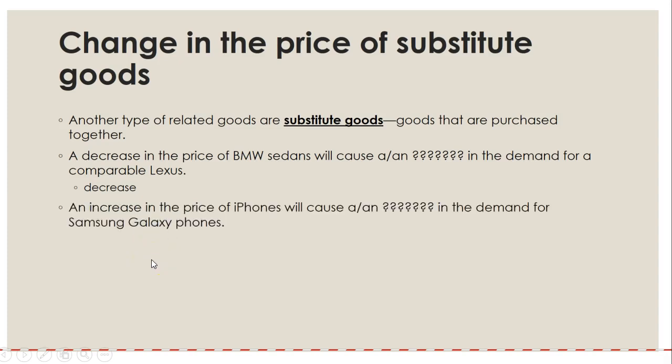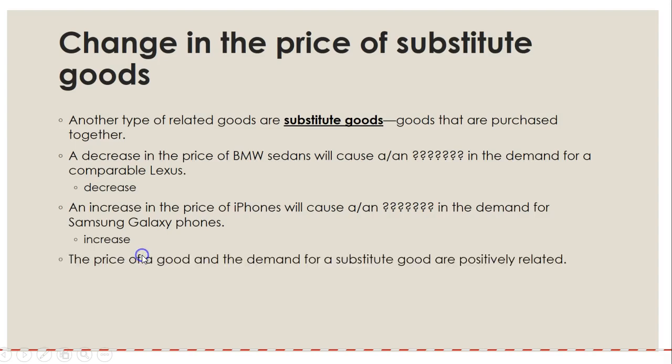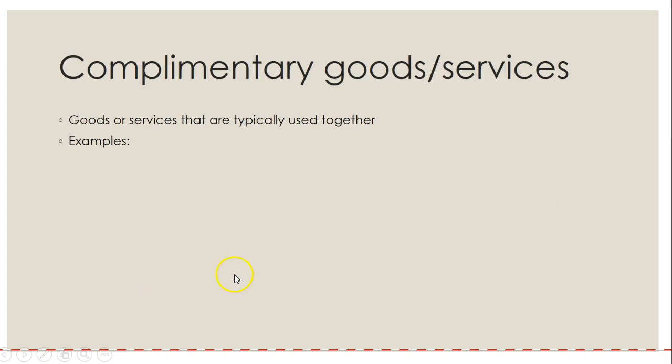Imagine there's an increase in the price of iPhones. What would that do to the demand for Samsung Galaxy phones? Cause an increase. Price of a good and the demand for the substitute are positively related, or directly related.